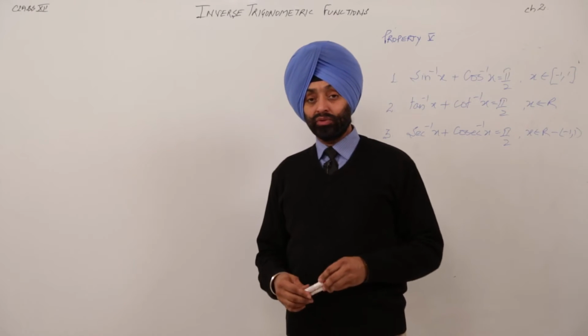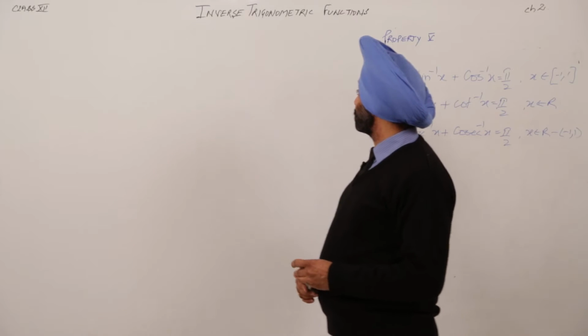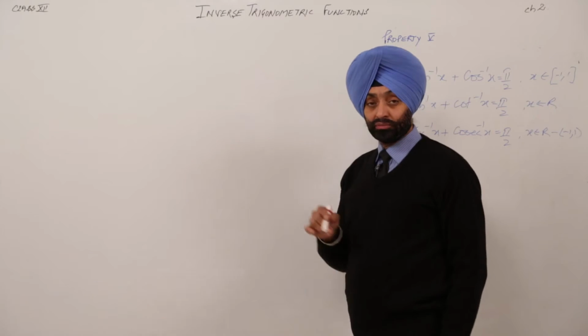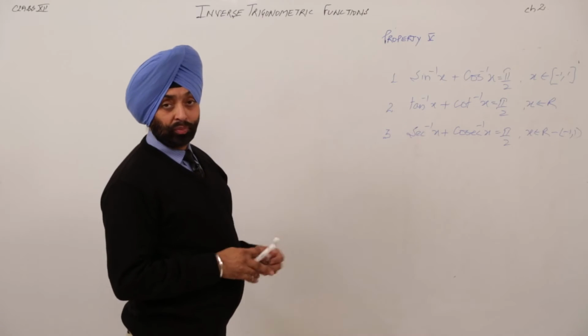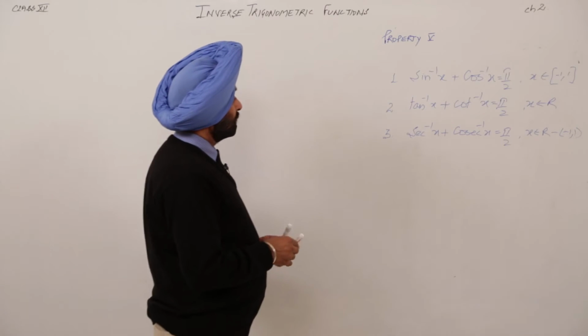Good. So we were on the very nice properties for the inverse trigonometric function for class 12th. Now we are moving on to the next property, property number 5.